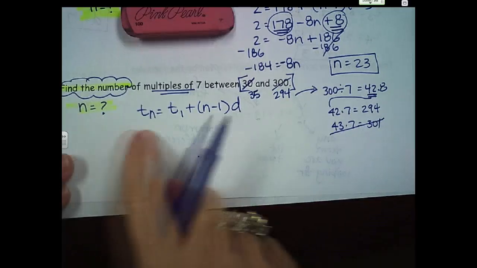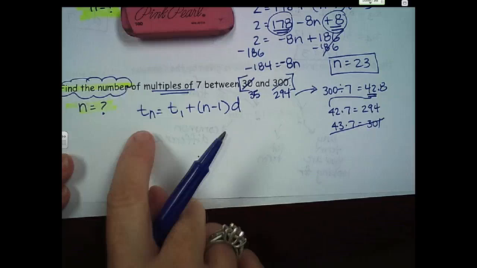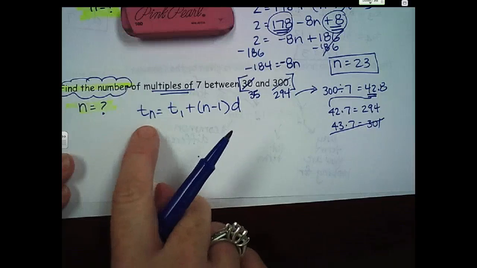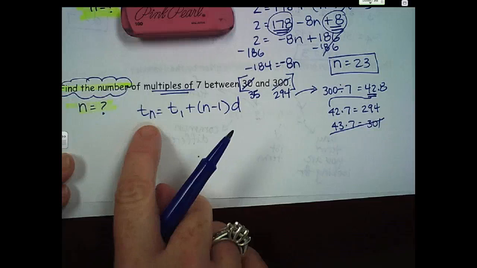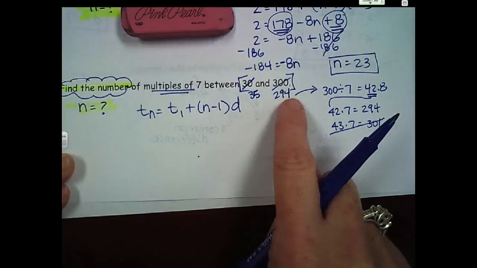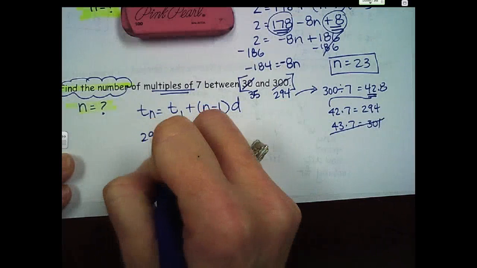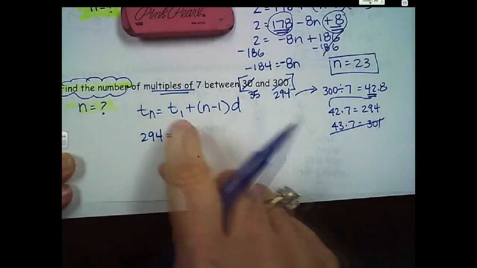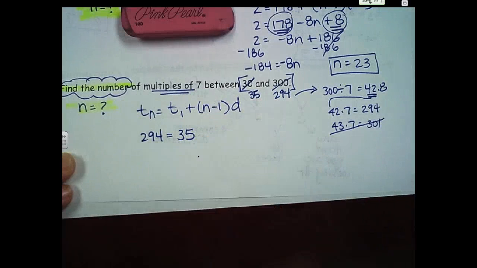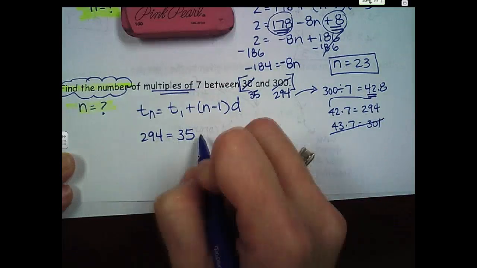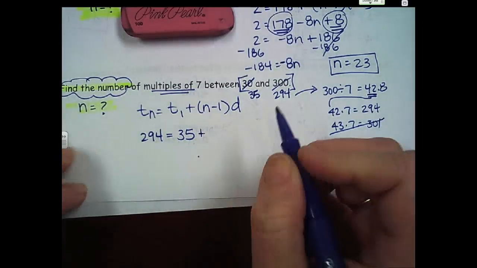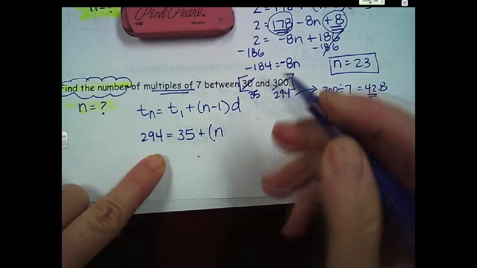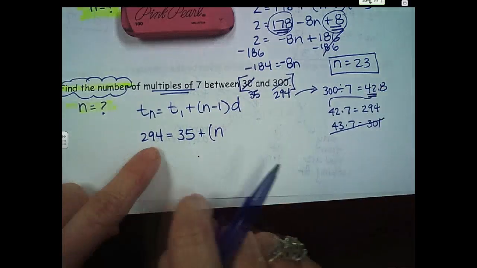Okay, so now let's fill it in trying to find n. So t sub n, what am I going to use there? That's the last, no, 7 is d. That's the last term, 294. It's usually your last term, t sub n, equals your first term, 35, plus, okay, now watch, guys, if this confuses you. In other words, I'm saying 294 is what term?